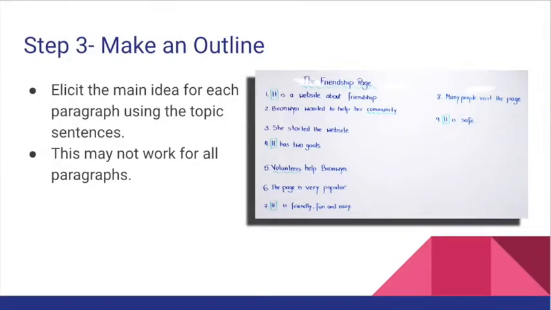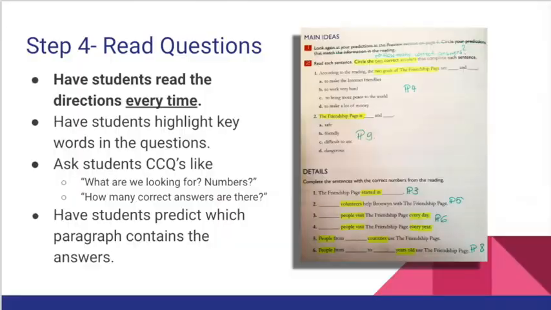Step 3 is making an outline. After identifying the topic sentences, make an outline on the board for each paragraph if applicable. You can use full sentences or keywords to create this outline. The students will use this to help them find the answers to the reading questions. Depending on the essay length, this may take between 10 to 15 minutes.